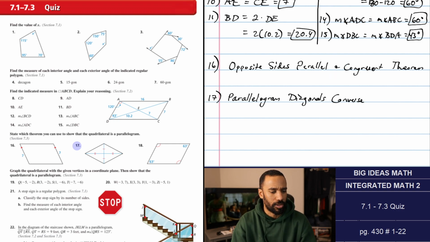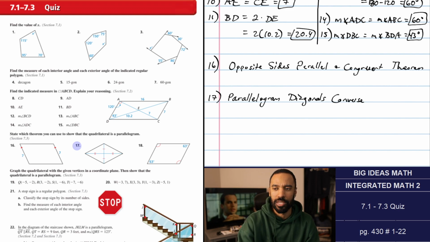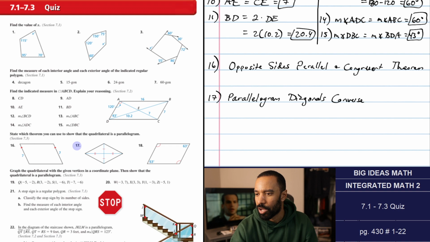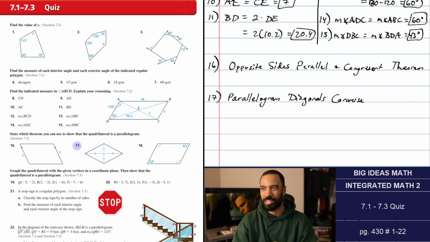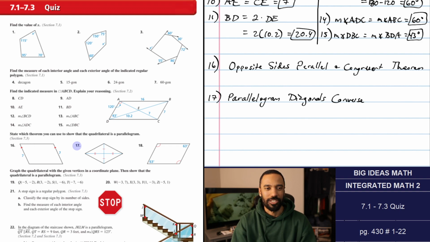I really should look these up. Let's see if I have a way of doing that. I don't want to get these things wrong. Let's pop up my 7.3. I can't find it. Parallelogram, diagonals, converse. That is the name of it. Okay. All right. Let's keep moving forward.